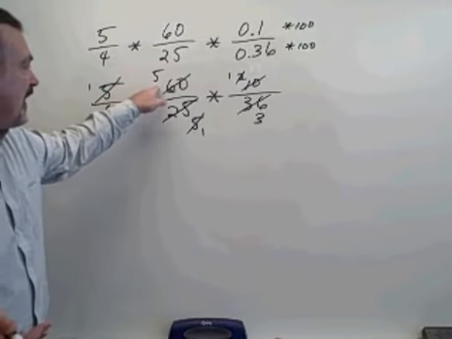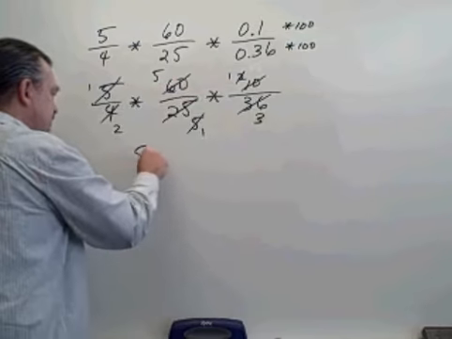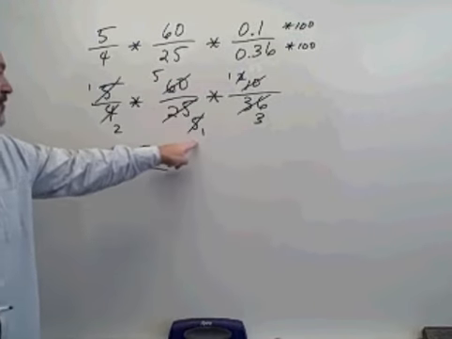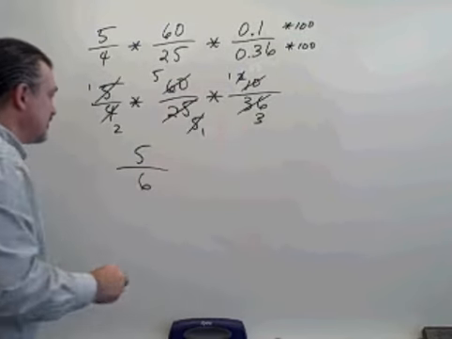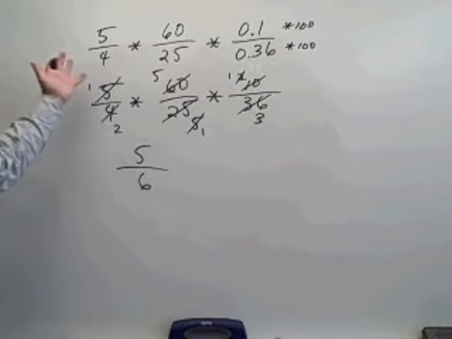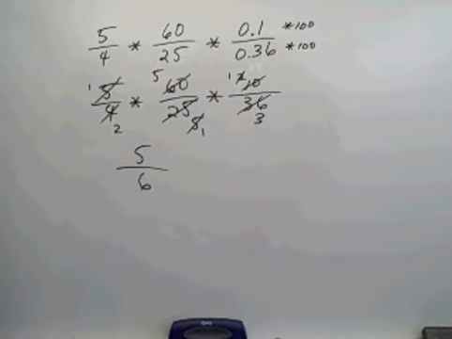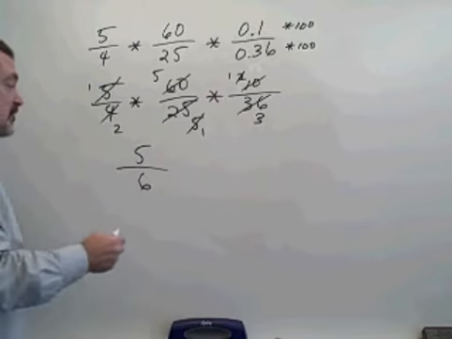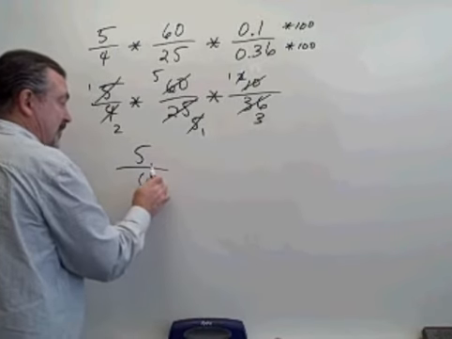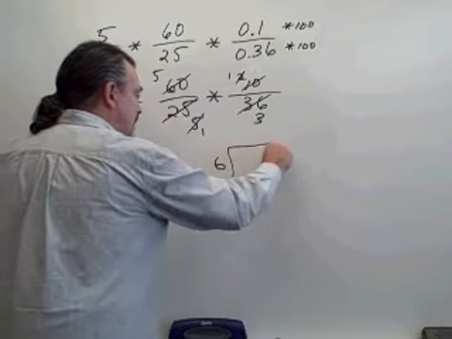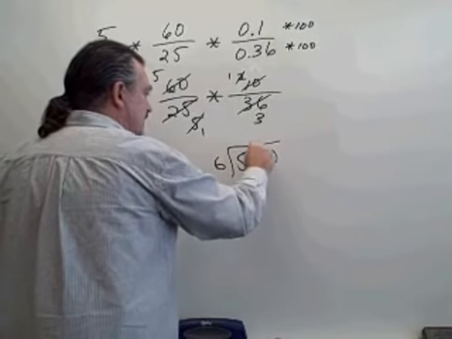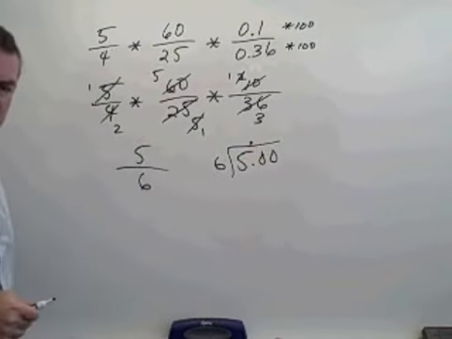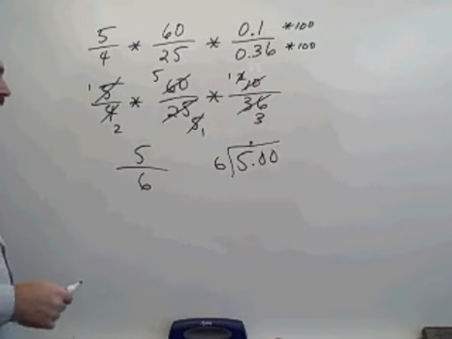1 times 5 is 5, 5 times 1 is 5. 2 times 1 is 2, 2 times 3 is 6. So the value of that product is 5/6 as a fraction. And if I wanted to convert that to its decimal equivalent, I would perform a division. I would divide the denominator into the numerator. That's how we always convert fractions to decimal equivalents.